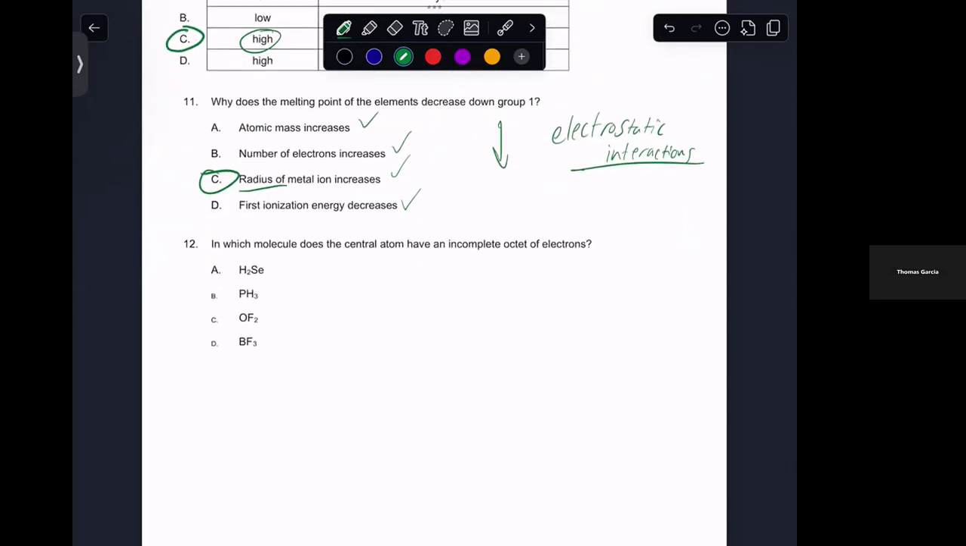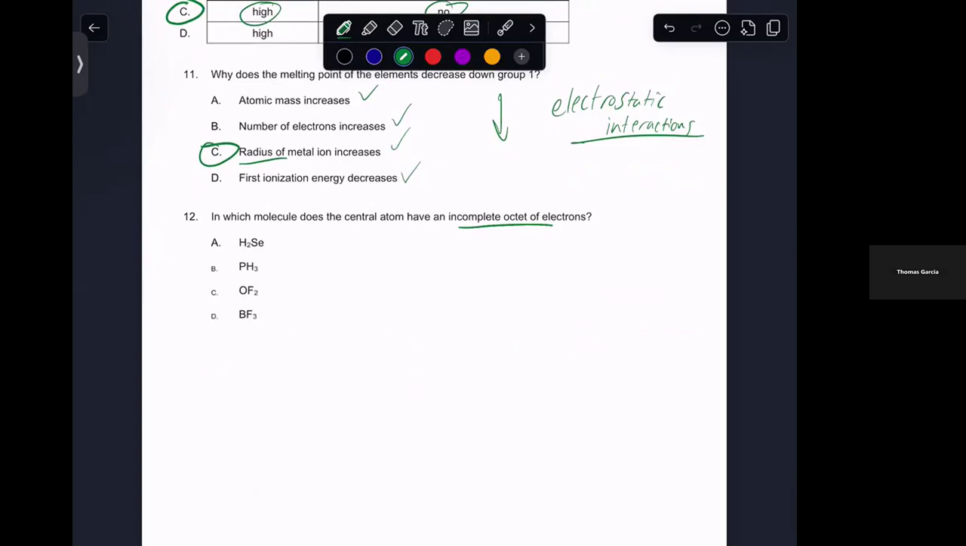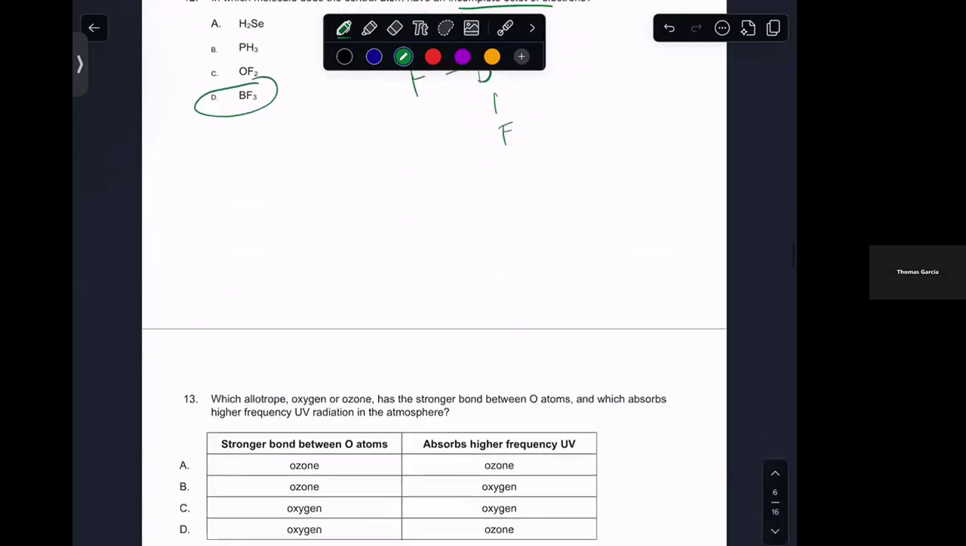In which molecule does the central atom have an incomplete octet? When you see incomplete octet, look for boron. It's always boron. Boron only has BF3, looks like this, with no valence electrons up here. It's kind of just like a blank spot up here. And so it only has 6 valence electrons when it's full in boron trifluoride.